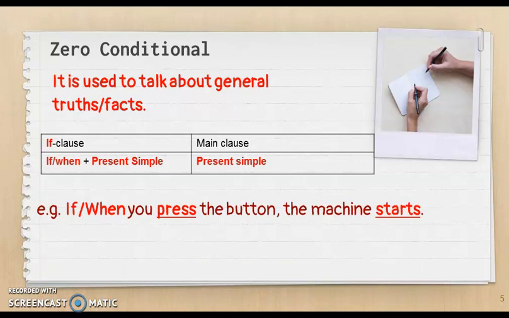Example: if or when you press the button, the machine starts. In the if clause, it takes on the present simple tense. Press is the present simple. The machine starts is also present simple. This type of sentence talks about a general truth.